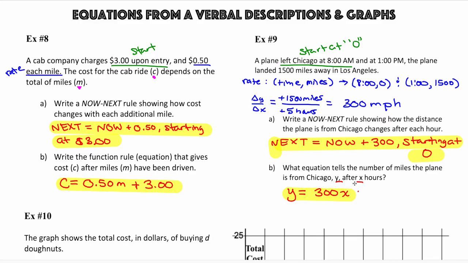This was writing now-next rules, and using the now-next rules to create our equation is also helpful. If you notice, the now-next rule in example 8 has the same numbers that the equation does, and the now-next rule in example 9 has the same numbers that the equation does. It tells you your rate of change and also your y-intercept value.